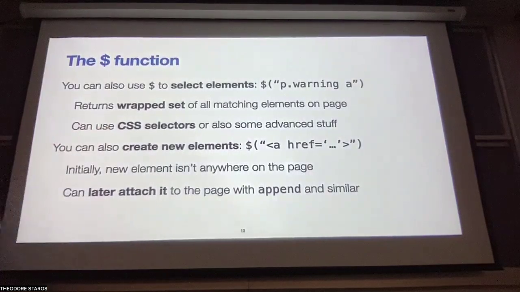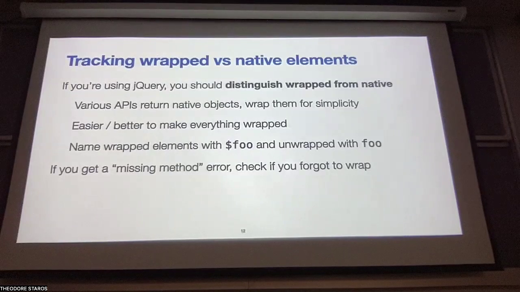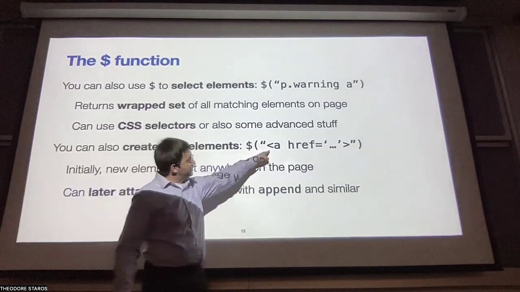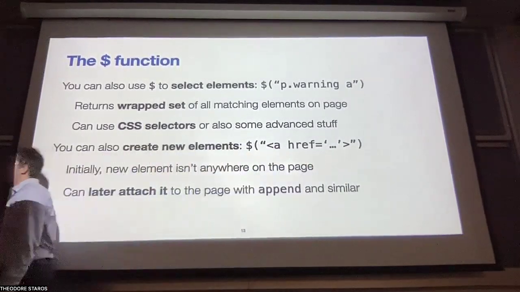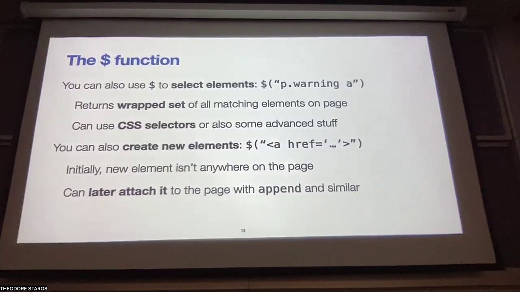So most common method is you'll use a CSS selector, or you could also, if for some reason you have an unwrapped element, we'll see cases later today where that happens, you can wrap it using the $ sign. You can also use the $ sign function to create new elements. So if you put some HTML syntax inside the quotes, then it'll create a new element. That element isn't yet attached anywhere on the page, but there are methods that attach it.